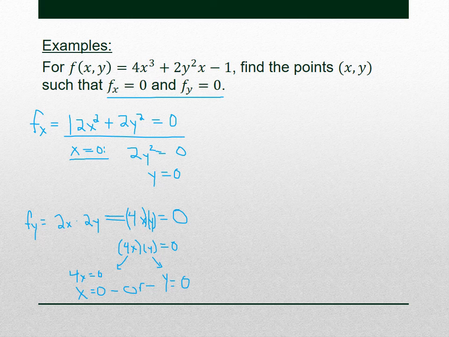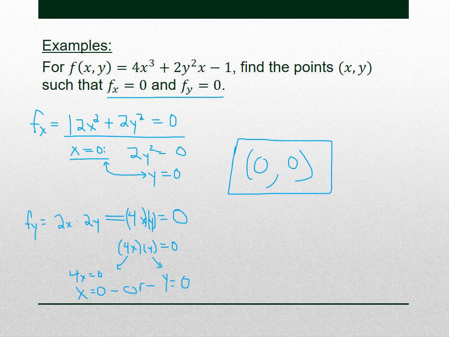So what that means is that the partial derivative with respect to x is only equal to 0 if both of these are 0, right? Since fy says one of them has to be 0, fx then says, well, if one of them is 0, they both are 0. What that boils down to is that the only point where both are 0 is the point (0, 0).